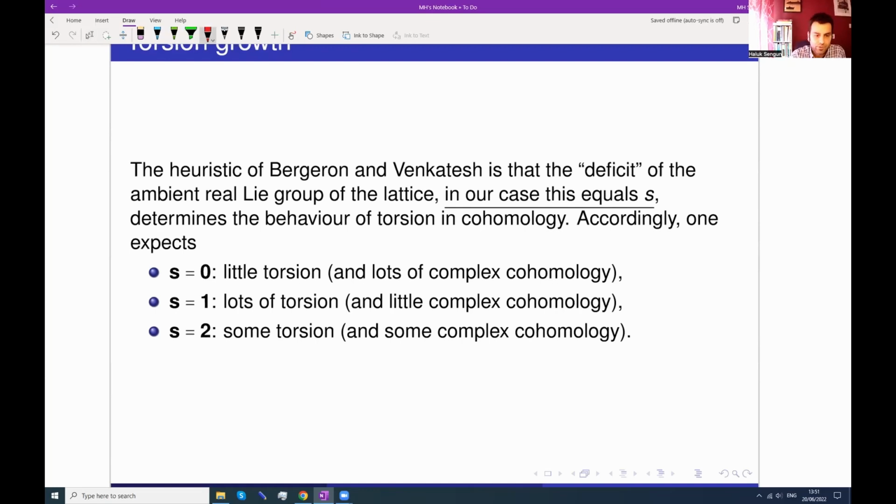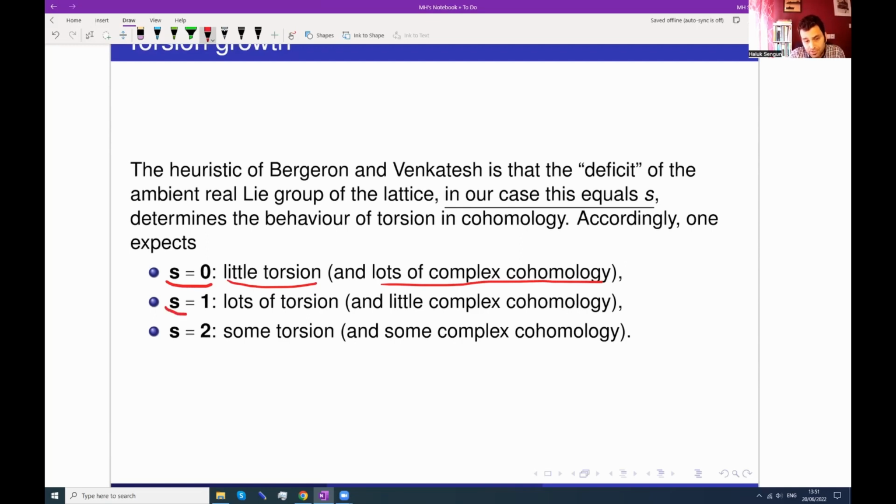So here's what you expect. If your deficiency is 0, then you expect very little torsion, and in fact lots of cohomology. Think of classical modular forms here. Any extra eigenvalue systems maybe arising from the torsion will be absorbed and will lift to a complex eigenvalue system. In other words, all the arithmetic data is really coming from modular forms in this situation.